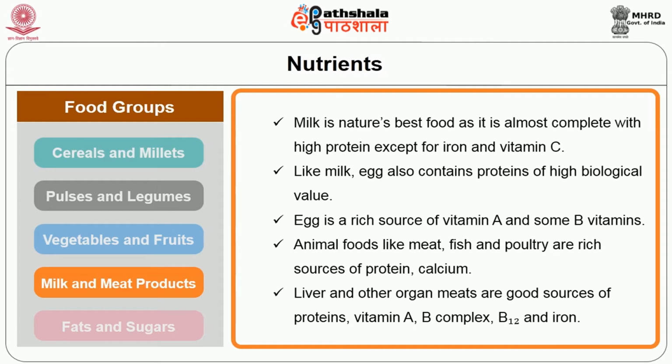For non-vegetarians, pulses can be reduced to 50% and instead of that, 1 egg or 30 grams of meat or fish can be included in the diet to meet the protein requirements from this fourth group of milk and meat products.